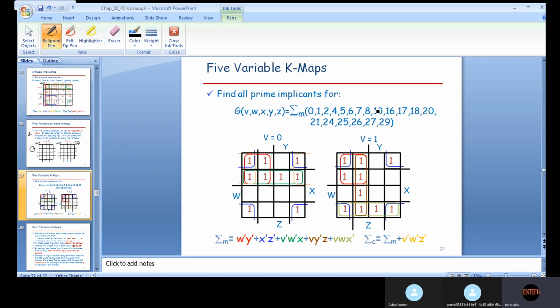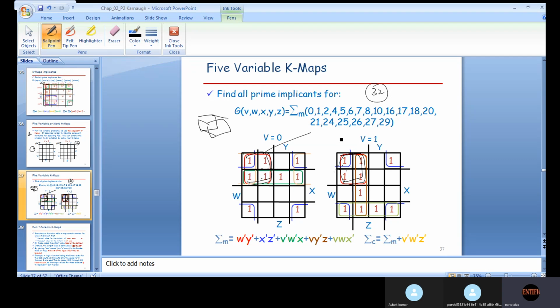Let us suppose, so in 32, these are the prime implicants 0 1 2 4 5 6. Okay, how do we group here? So this is one adjacent group. In a 3 dimensional view, if you take it like this, this is one adjacent group. So what is this? If you group this one, what is the equation that you are getting for this particular group?